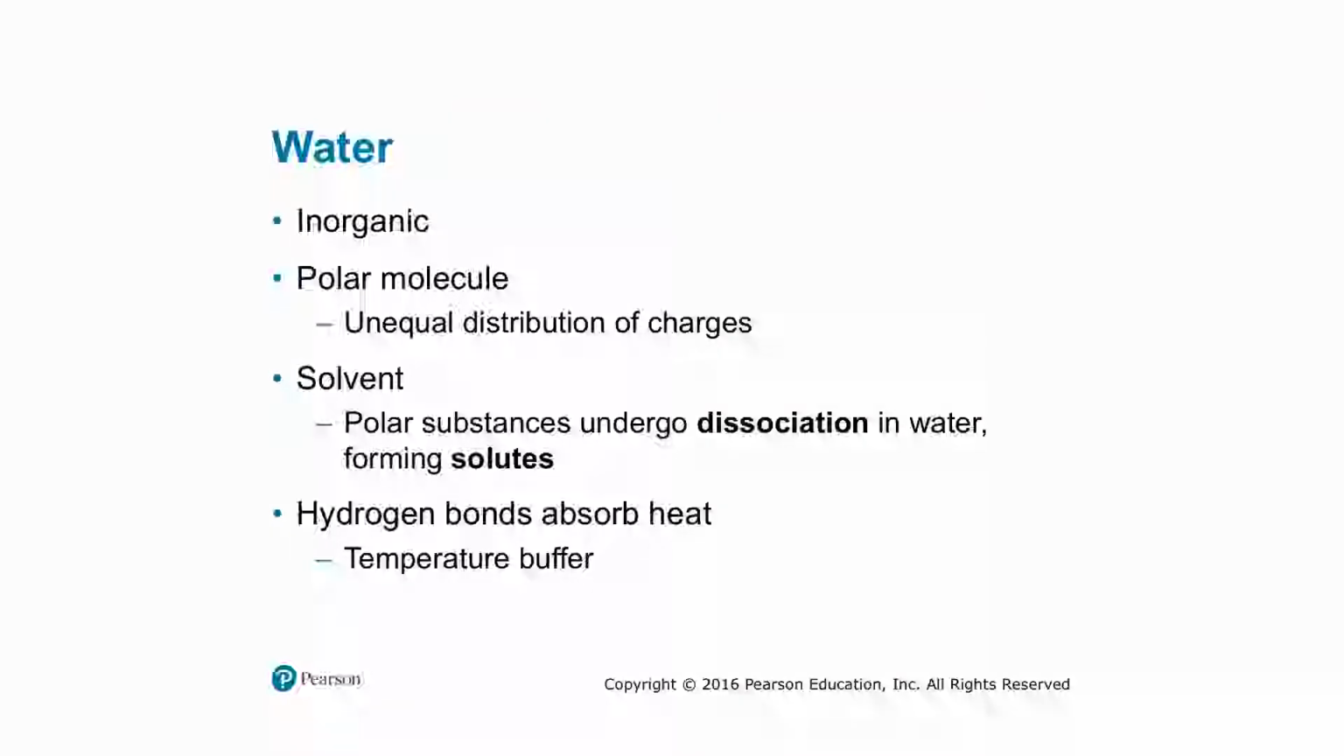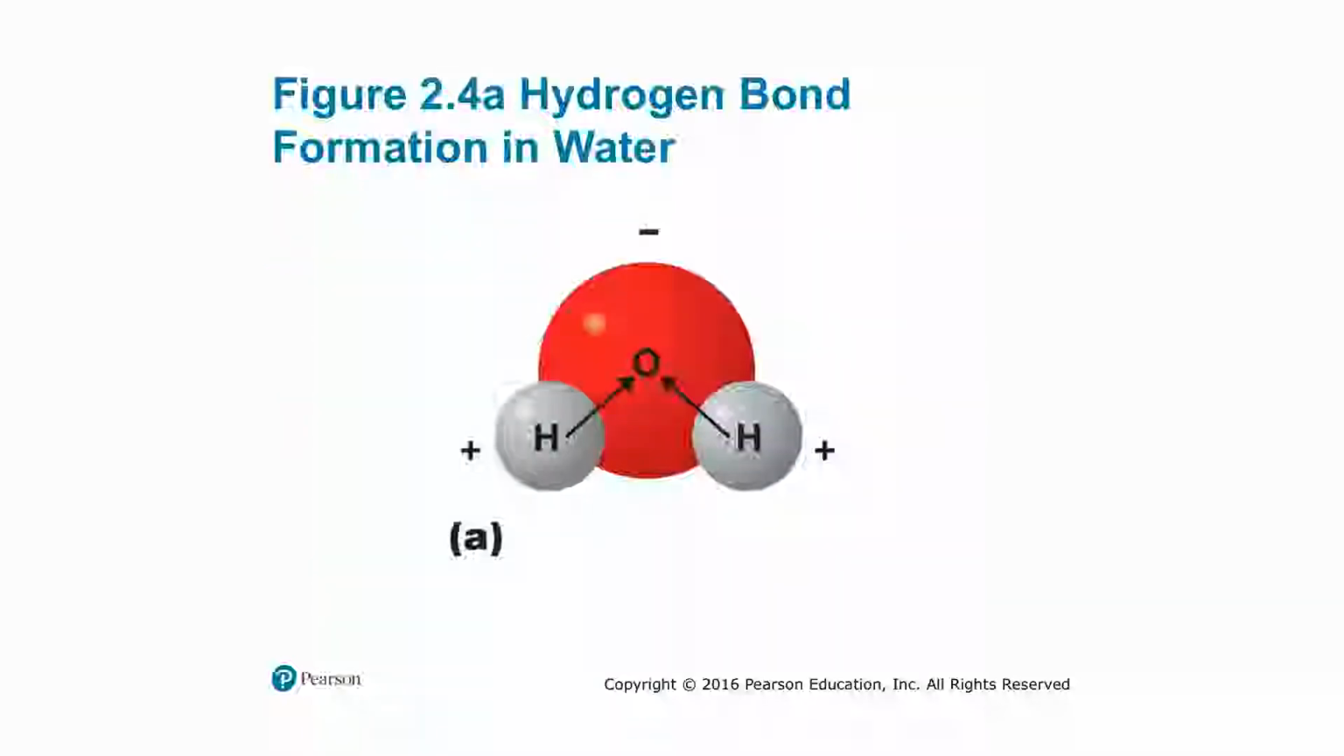So water is inorganic. It's a polar molecule, meaning it has an unequal distribution of the charges of the electrons and protons in it. It's also a great solvent. The polar substances undergo dissociation in water. They form solutes, and hydrogen bonds absorb a lot of heat. Here we can see the hydrogen bond formation, and you can see how we have a few dipoles. We have the positive ones by the hydrogen ions, and we have the negative ones by the oxygen atoms.